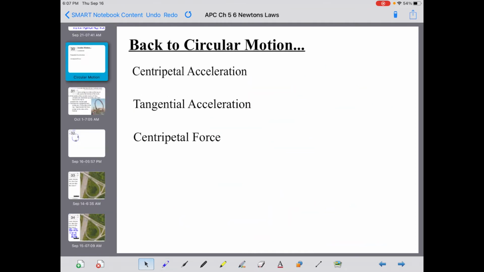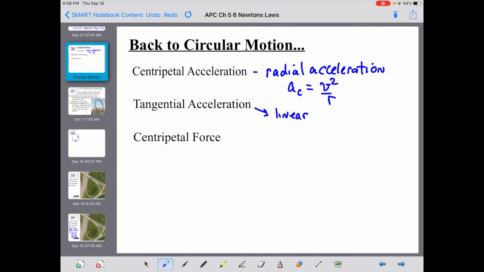Circular motion. We've already talked about centripetal acceleration. We also name that radial acceleration, and that is that center-directed acceleration, that turning or changing of direction that's acting on an object in circular motion, and that's v squared over r. Tangential acceleration, we've also already talked about. That's the linear acceleration when you have non-uniform motion and you have an object on a circular path that is speeding up or slowing down, and you're typically going to use motion equations to calculate that.